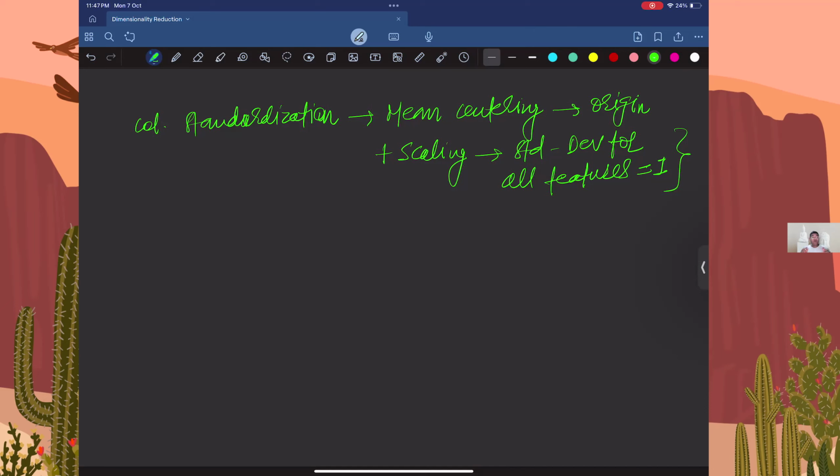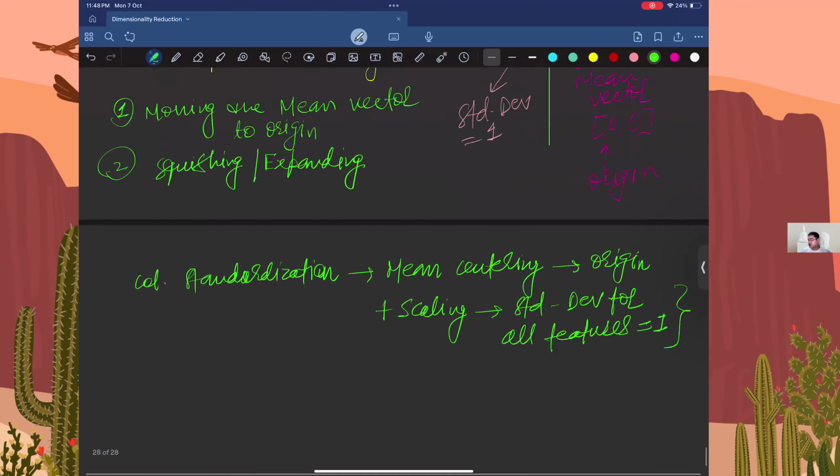We will see why column standardization is very useful when we learn PCA, which is very important. That's why I am spending so much time discussing the basics, so that you will not find difficulty in understanding PCA. Is this thing clear to you, guys? Have you understood?